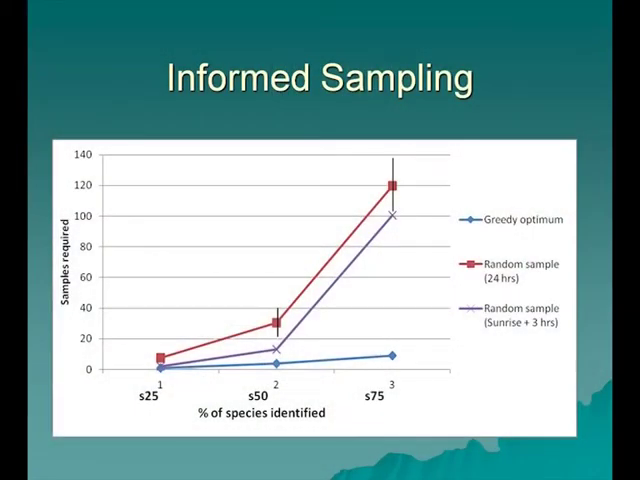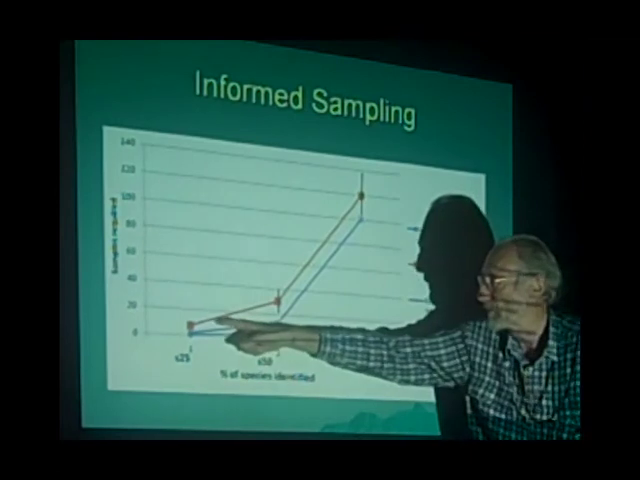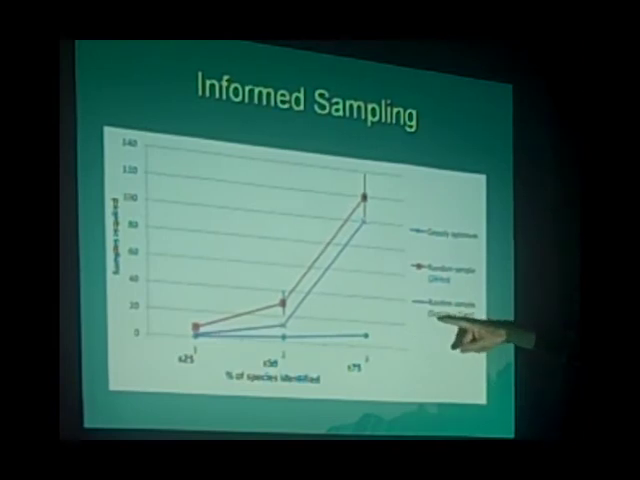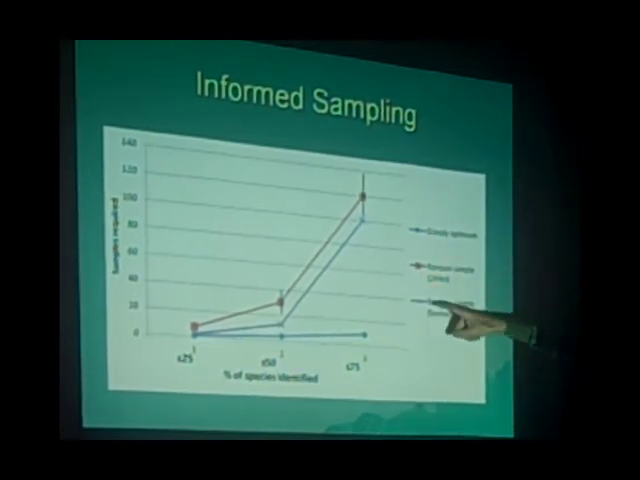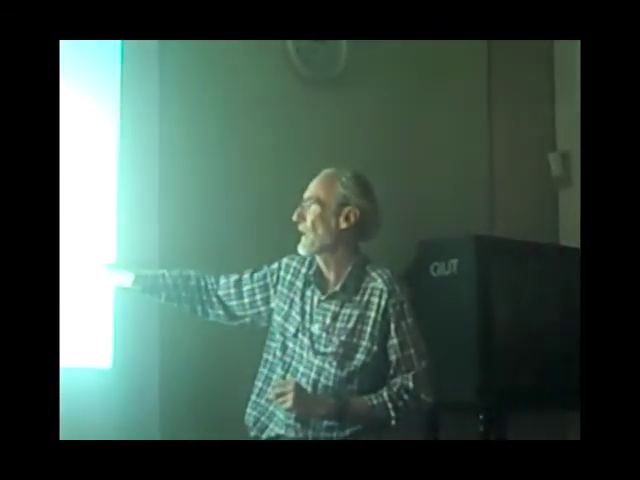So this is the same graph, and because we can repeat random sampling many times, we can get some sense of the standard deviation for what you might expect. This is the best possible deal, and what I think is a good benchmark. Then this is the informed sampling strategy, where you sample only at sunrise. The difference is that if you only sample 3 hours after sunrise, you can never get 100% of the species, whereas you obviously can if you use some other strategy. So the question is, can we do better than this informed sampling strategy where you sample at sunrise plus 3 hours?